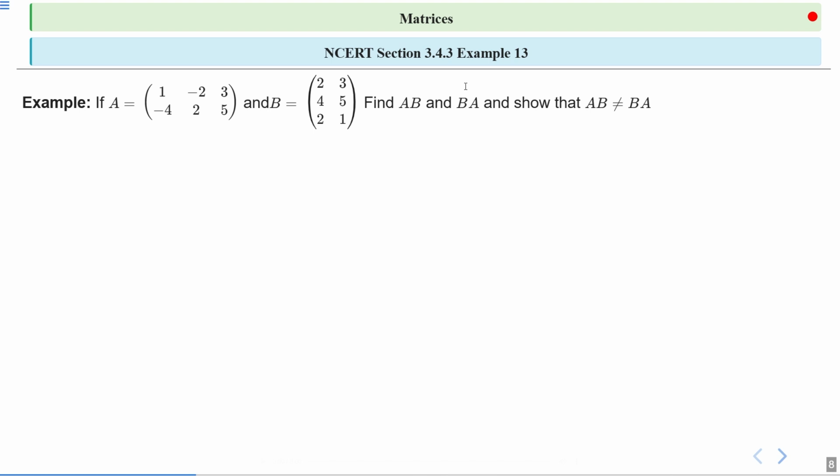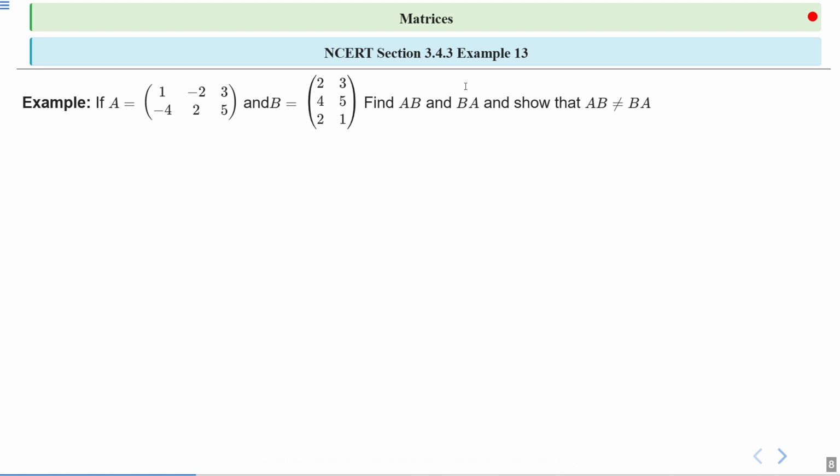So we have NCERT section 3.4.3 example 13. In this example, we are going to explore the multiplication of two matrices A and B. Matrix A is a 2 into 3 matrix, which means it has 2 rows and 3 columns, and it is represented as A is equal to 1, minus 2, 3, minus 4, 2, 5. Matrix B is a 3 into 2 matrix, meaning it has 3 rows and 2 columns, and is represented as B is equal to 2, 3, 4, 5, 2, 1. So our task is to find the products AB and BA, and demonstrate that matrix multiplication is not commutative, right? Meaning AB does not equal BA. Clear?